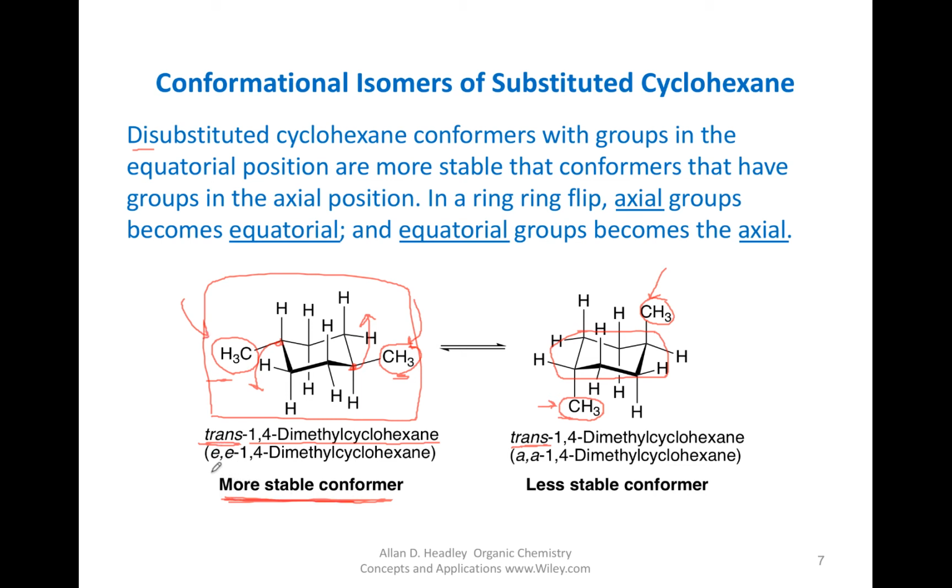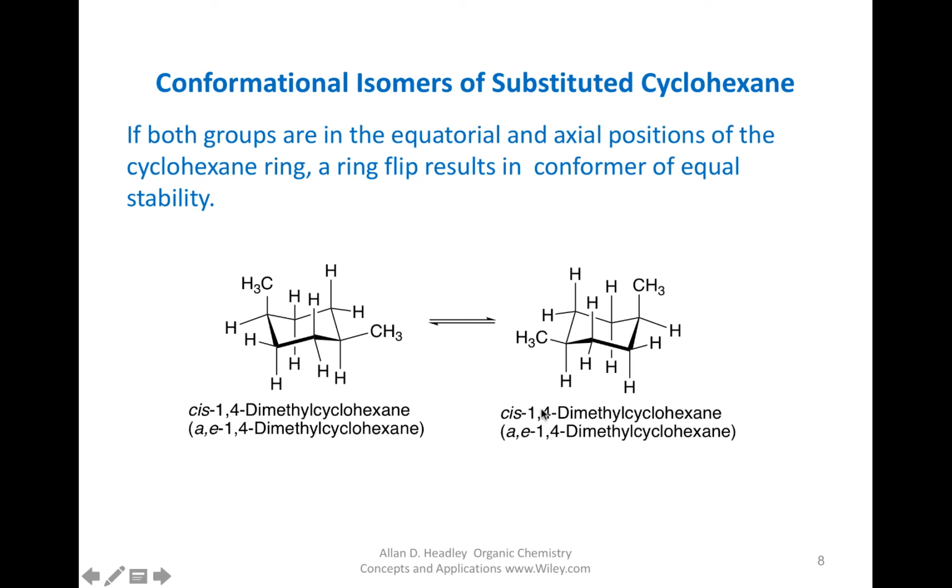Here is something else. Another way of writing the name of this molecule is EE for equatorial, equatorial 1,4-dimethyl cyclohexane. Or it could be AA for axial and axial 1,4-dimethyl cyclohexane. So you can see here you have quite a few choices in terms of naming these molecules, or these conformers, should I say.